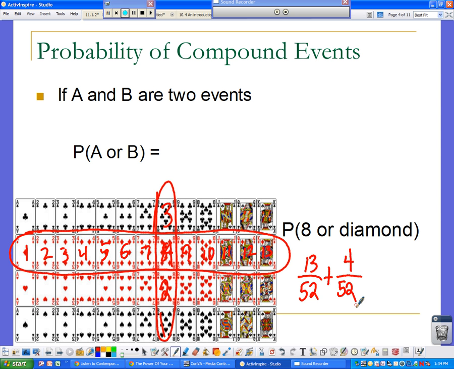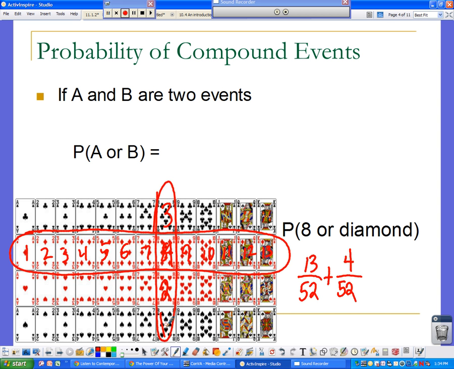But if you'll notice, when I'm counting these up, 13, 14, 15, 16. So the answer is actually 16 out of 52, which can then be reduced. But if we're doing this in an OR, count up the number of diamonds, I get 13. Count up the number of 8s, I get 4.